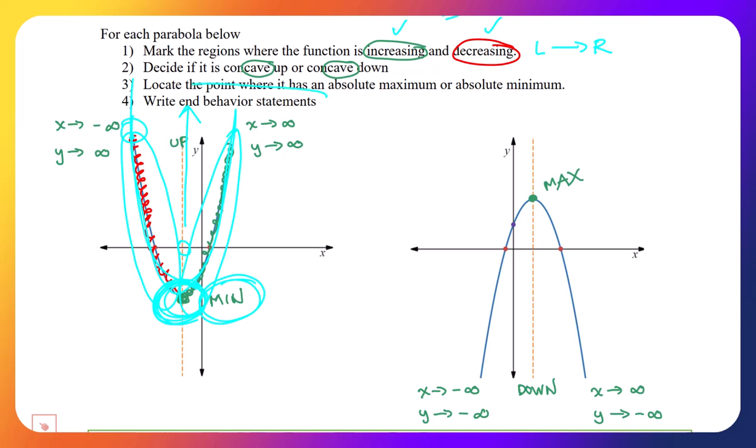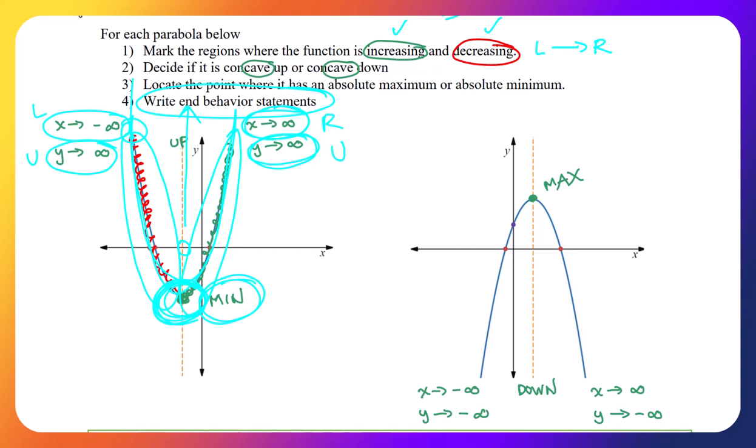And then the end behavior. x going to negative infinity means going to the left. y going to infinity means up. x going to infinity means right. And y going to infinity again means up.